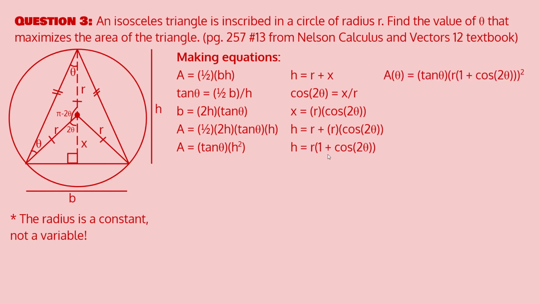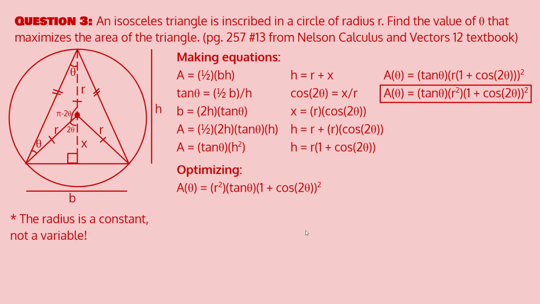So now we can take this value for the height and plug it into the area equation to get this equation here. And so this represents the area in terms of angle theta. We also have the radius there, but remember that's a constant, so it doesn't matter that it's in there. So now I've just put the squared onto both the radius and this other term here to get area in terms of theta is tan theta times r squared times (1 plus cos 2 theta) squared. So this is the equation that we're going to work with.